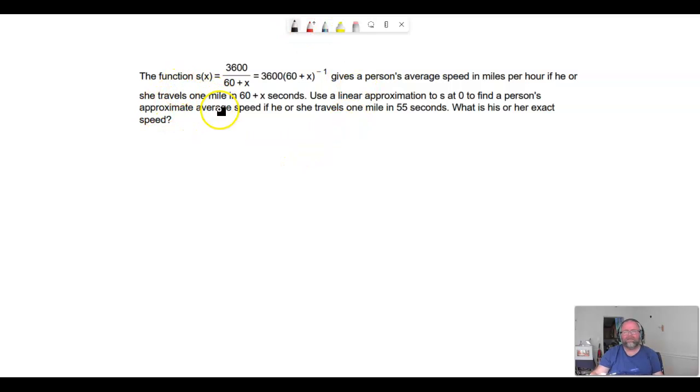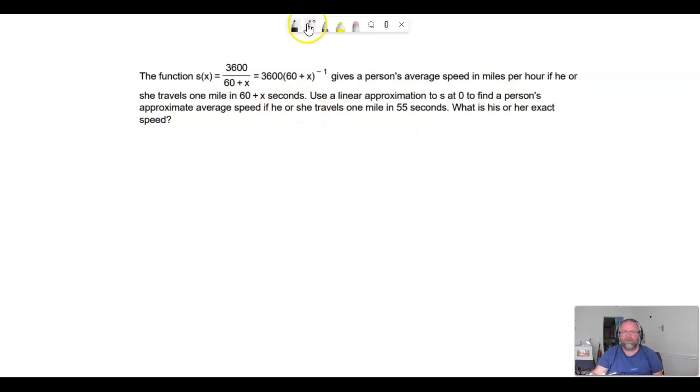It says the function s of x is equal to 3600 divided by 60 plus x, which can also be written as 3600 times 60 plus x raised to the negative 1. That makes it a little bit easier when we're finding the derivative. This gives a person's average speed in miles per hour if he or she travels 1 mile in 60 plus x seconds. It says use linear approximation to s at 0 to find a person's approximate average speed if he or she travels 1 mile in 55 seconds.